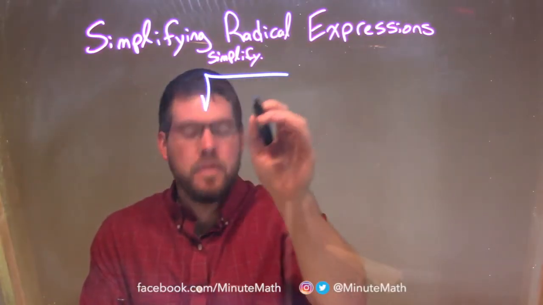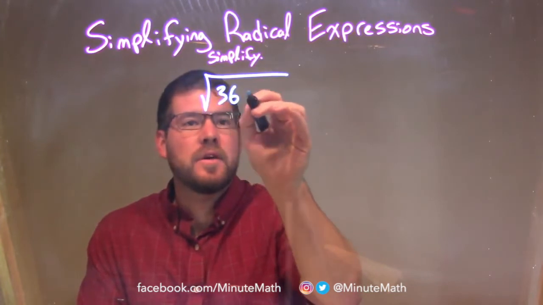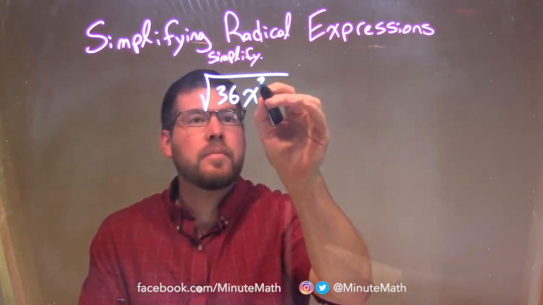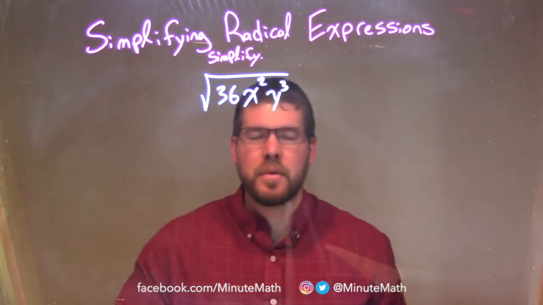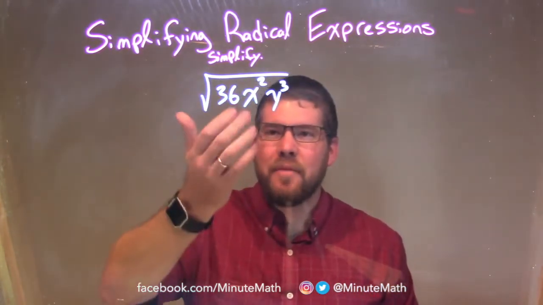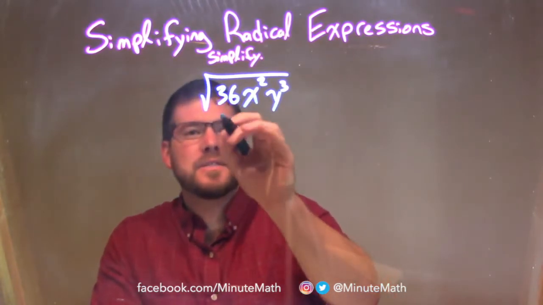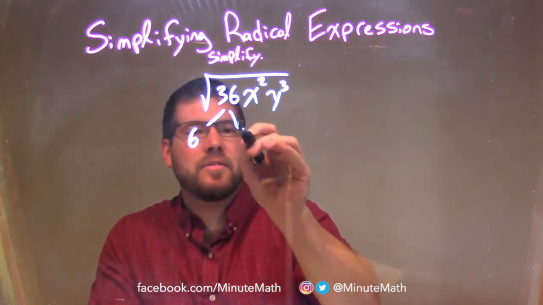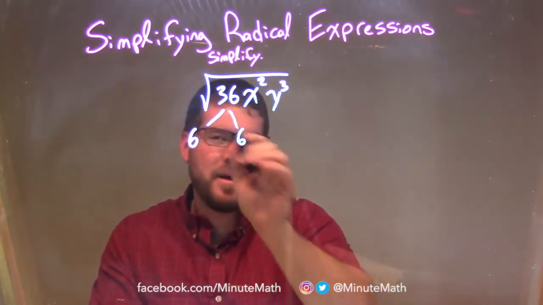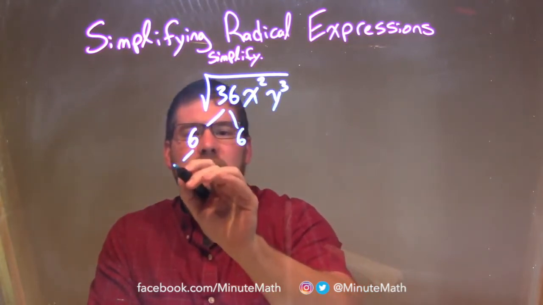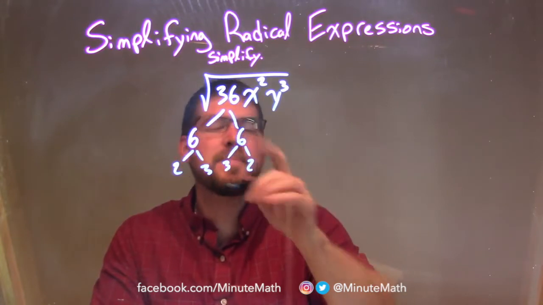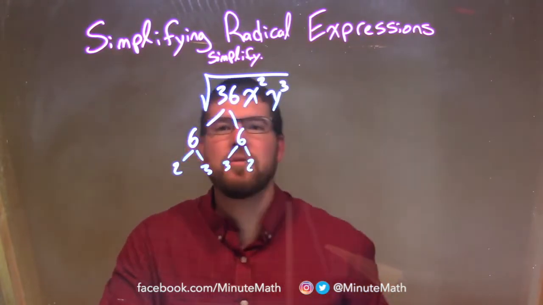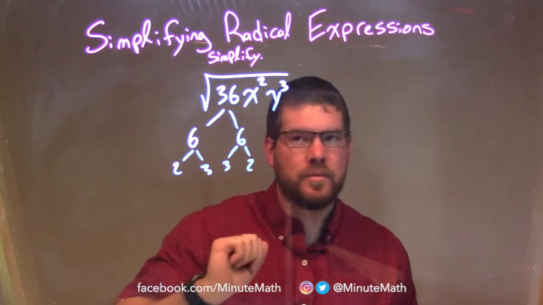The square root of 36x squared y to the third, and that's all in the square root. Well, we need to take our prime factorization of this. So 36 we multiply to be 6 times 6. You could be done there and see the pair, but 6 is 2 and 3, and 3 and 2. Okay? So those 6's break down, so 36 is 2 times 3 times 3 times 2.